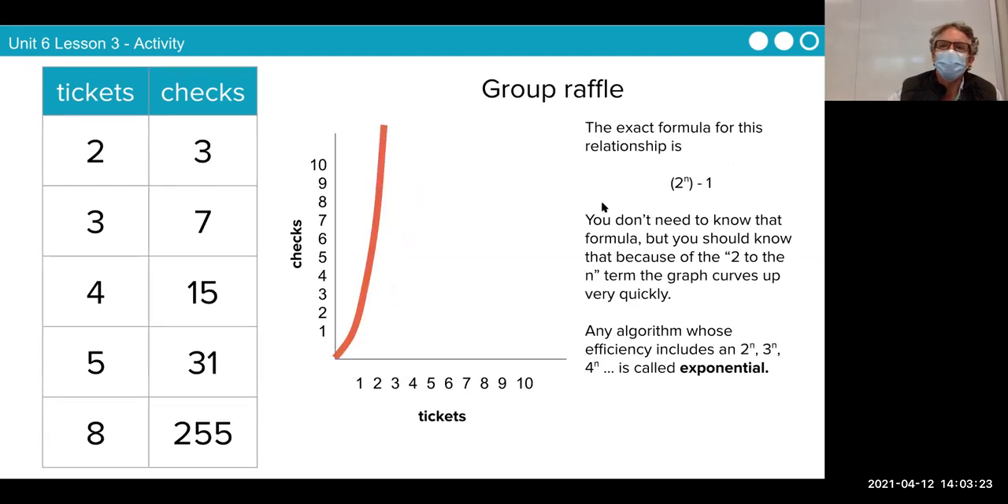A polynomial. Okay, with the group raffle, the exact formula for that one is 2 to the n minus 1. You don't need to know the formula, but you do need to know that because of 2 to the n, the graph curves up very quickly. Any algorithm whose efficiency includes a number to a power, 2 to the n, 3 to the n, 4 to the n, is called an exponential.